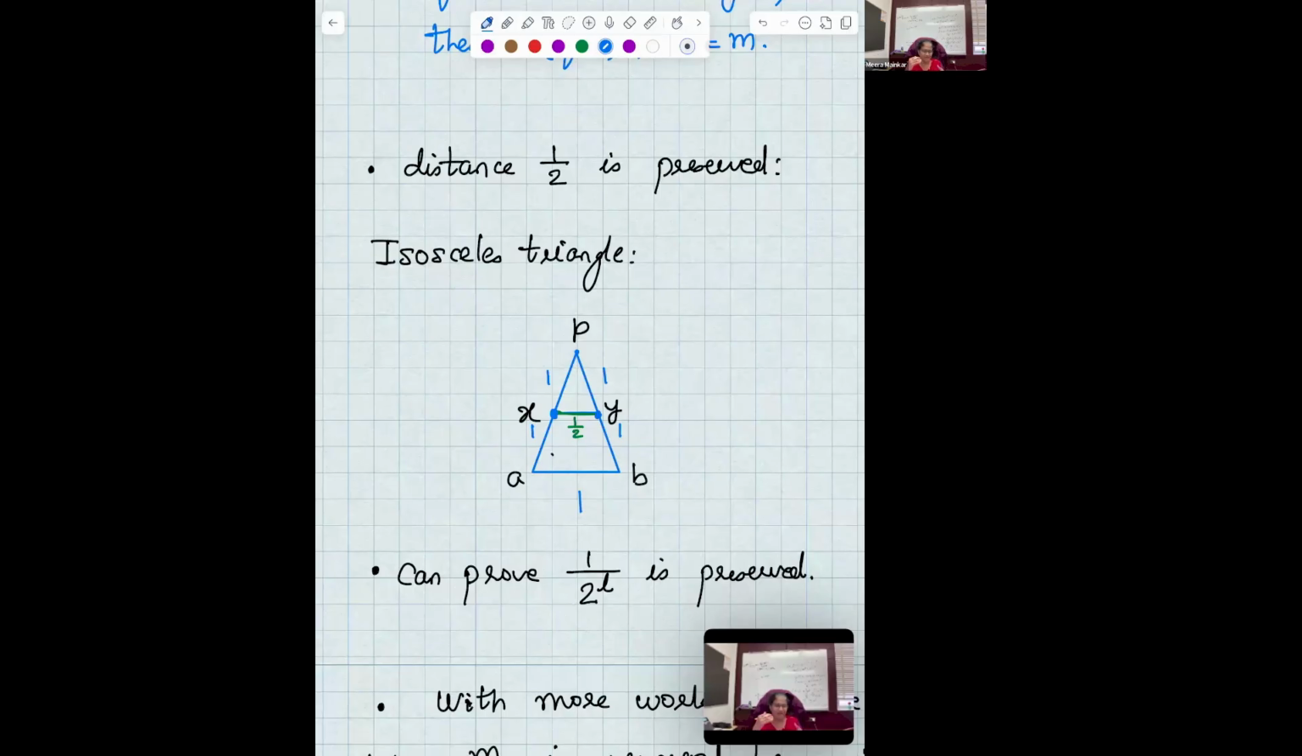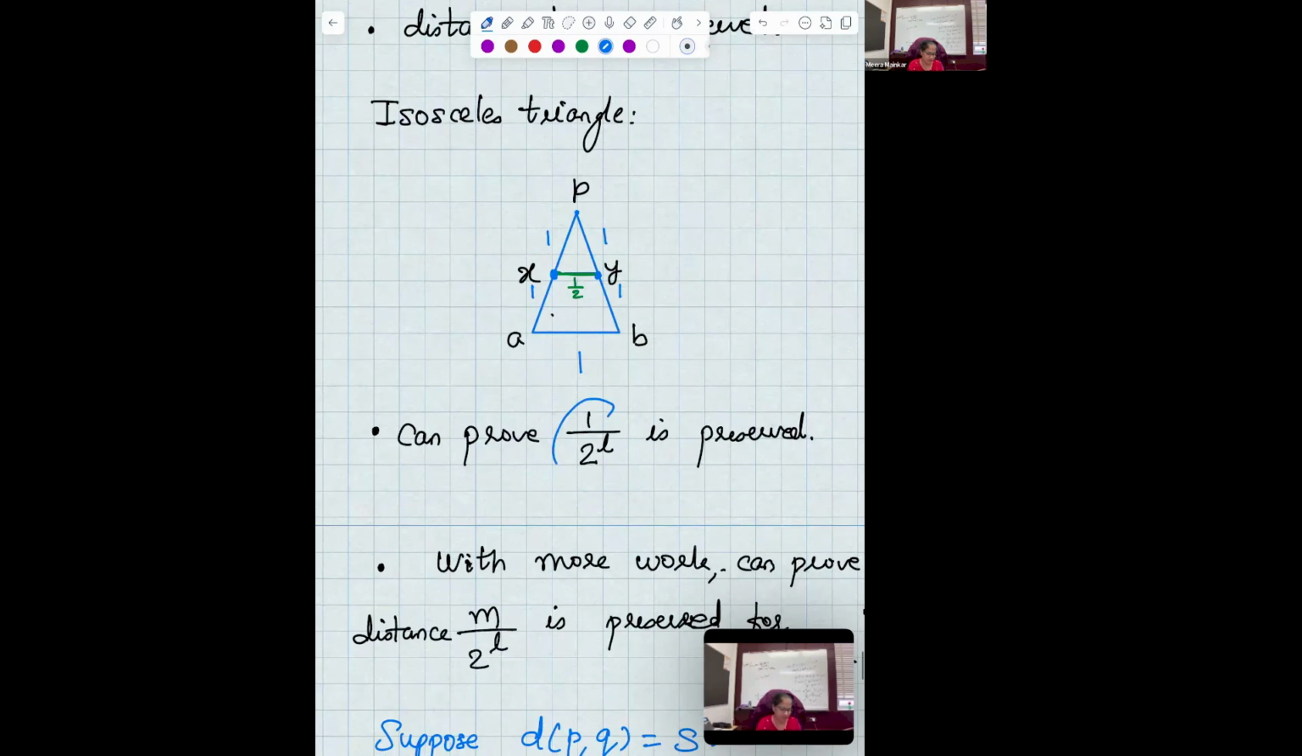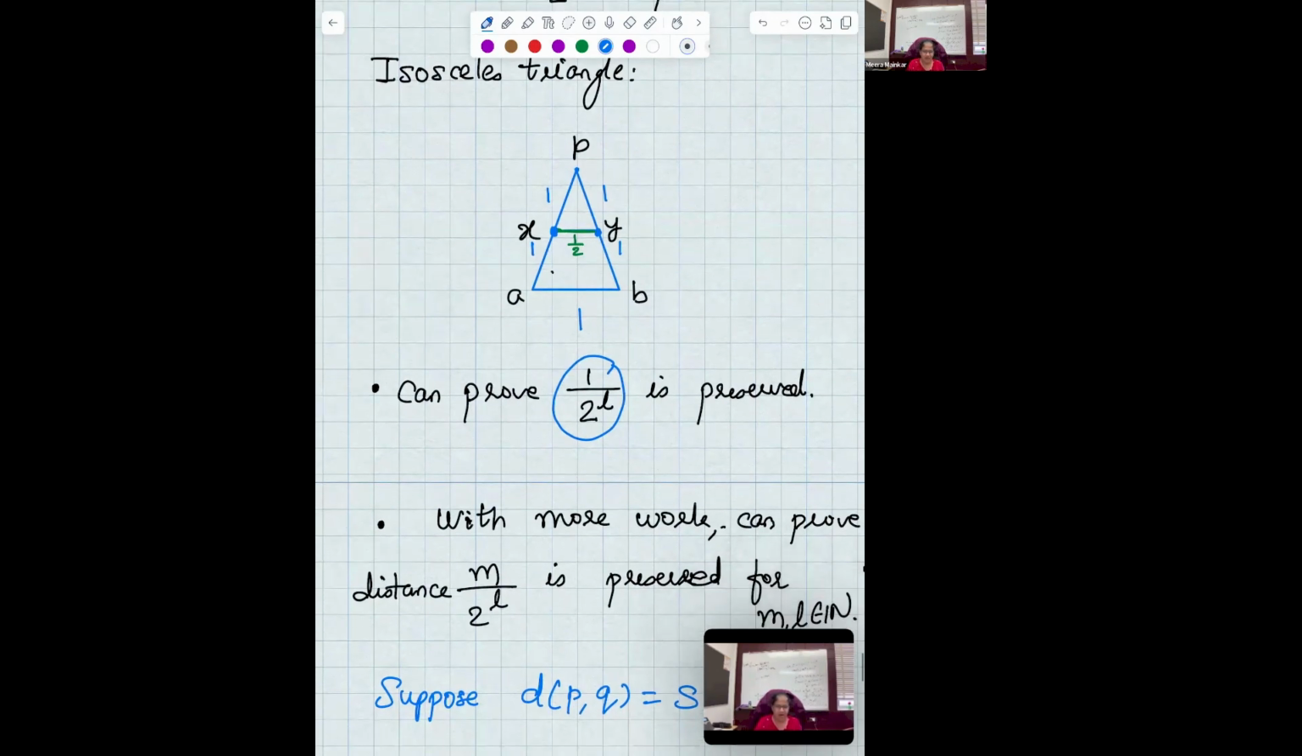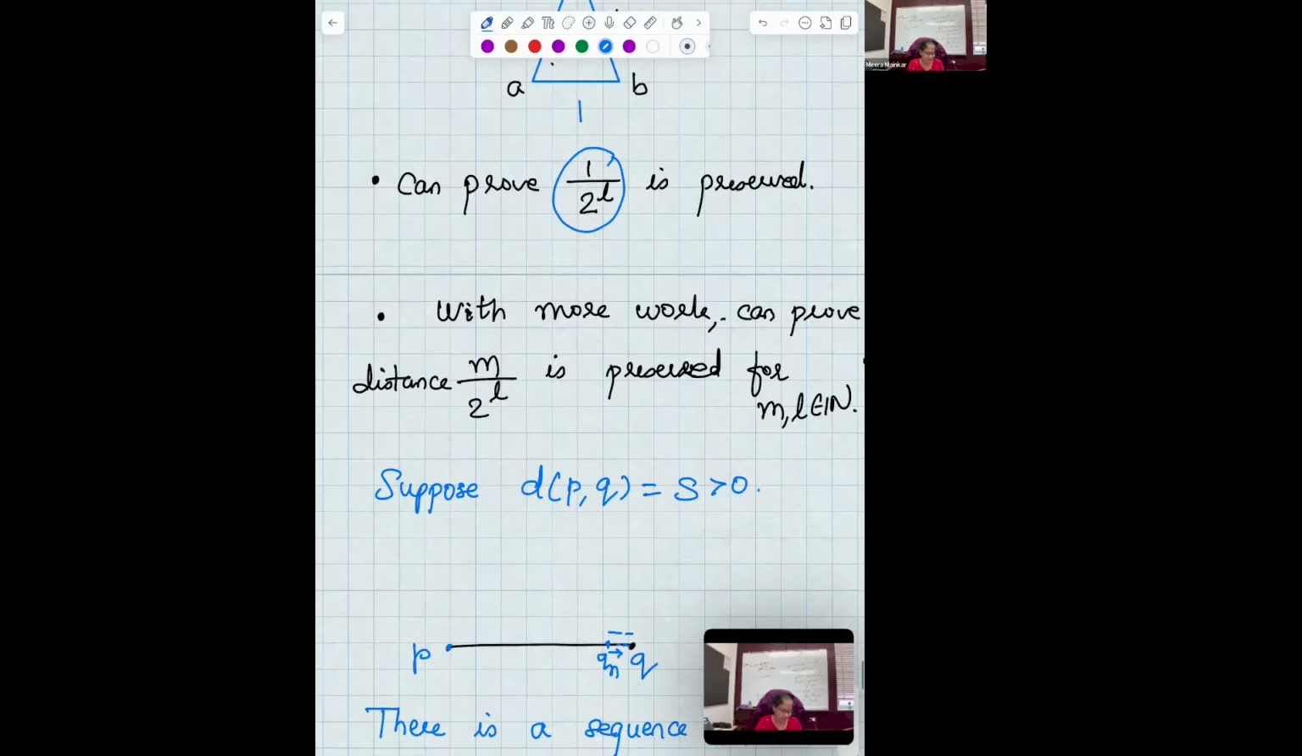Again, you can go from the isosceles triangle to another one, and then you can show that 1/2 to the power 2 is preserved, and so on. So in general, one can show that 1/2 to the power L is preserved. And with some more work, one can show that in fact all these rational numbers are preserved.